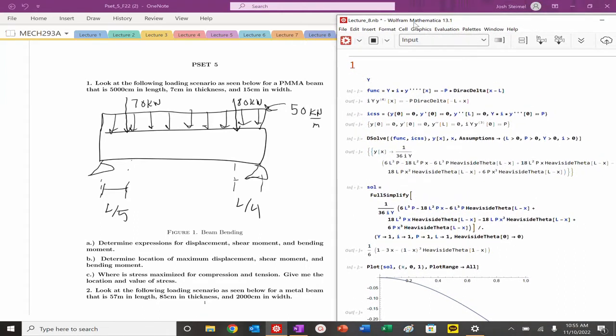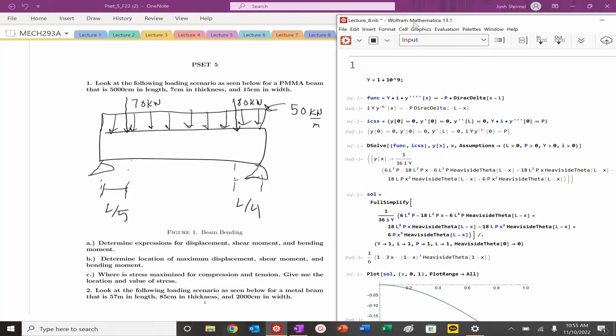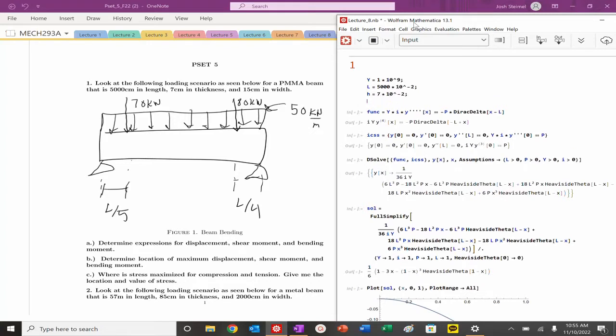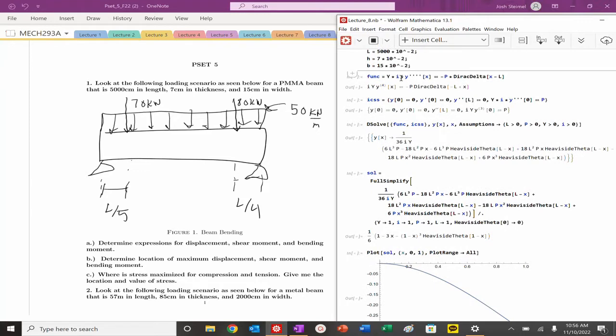I know that my Young's modulus is equal to 1 times 10 to the 9th. I also know the length of my beam is going to be equal to 5,000 centimeters times 10 to the minus 2. I have a thickness or a height equal to 7 times 10 to the minus 2, and a base that is 15 times 10 to the minus 2. Excellent, so we've got those values here.